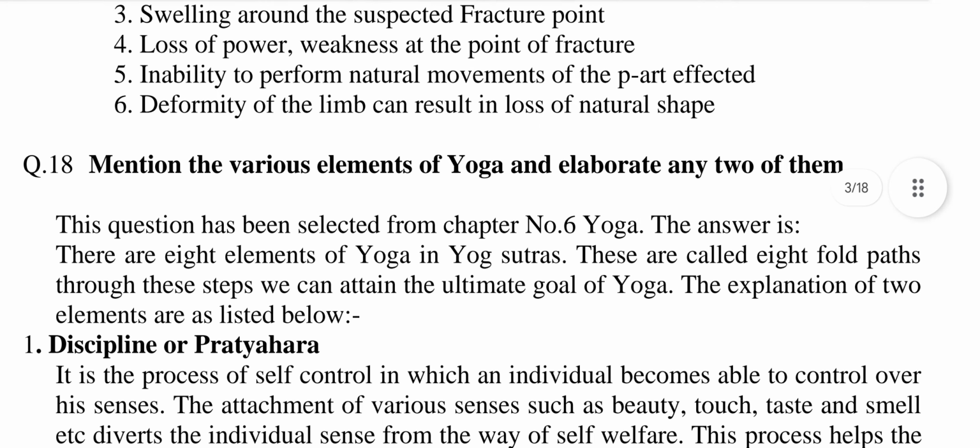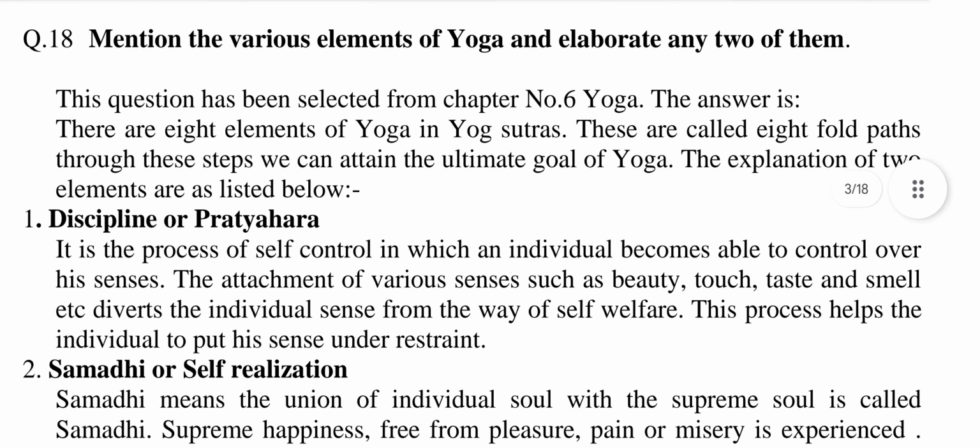Mention the various elements of yoga and elaborate any two of them. This question has been selected from chapter number 6, Yoga. The answer is there are 8 elements of yoga in Yoga Sutras. These are called eightfold paths. Through these steps, we can attain the ultimate goal of yoga.